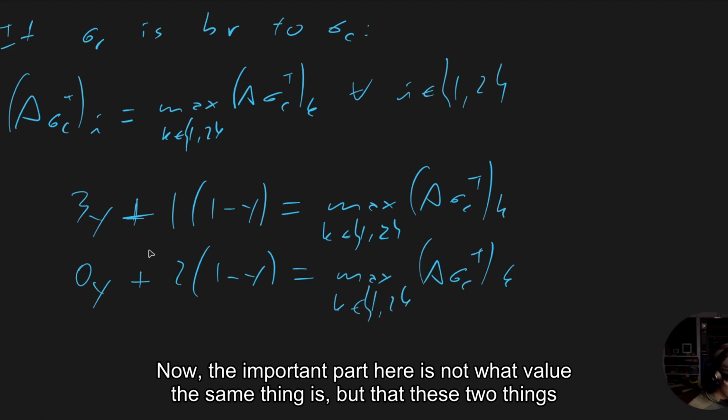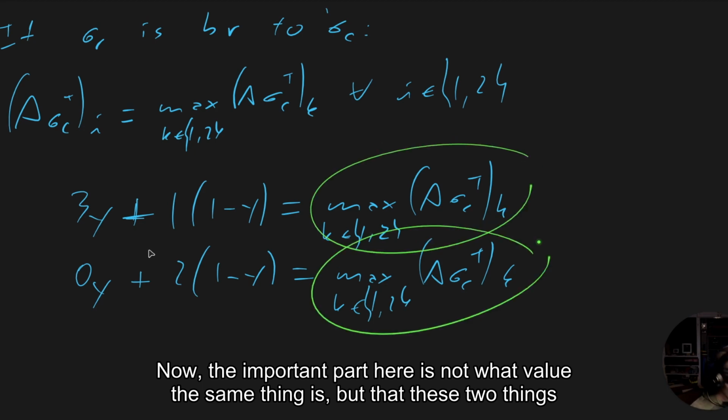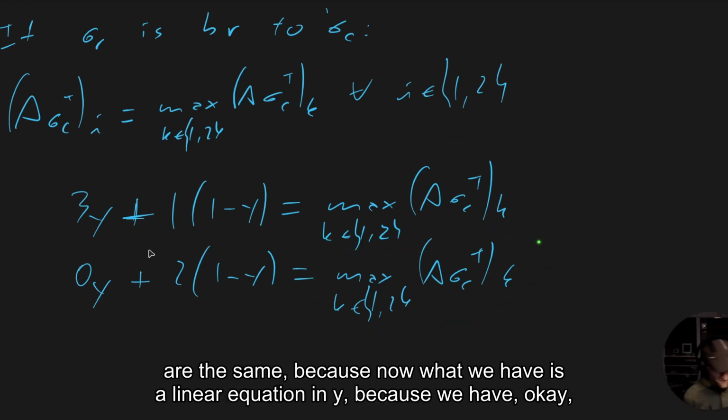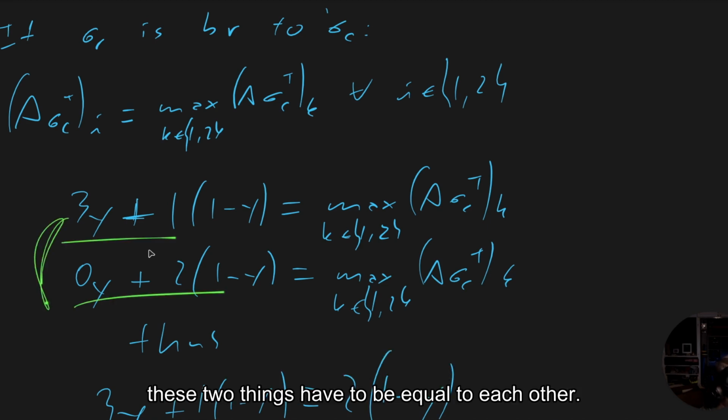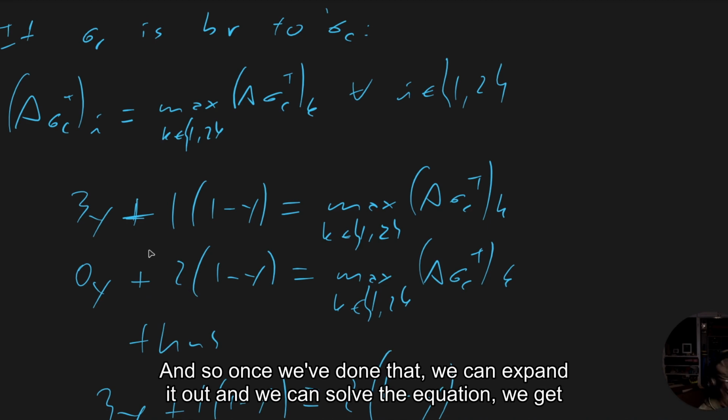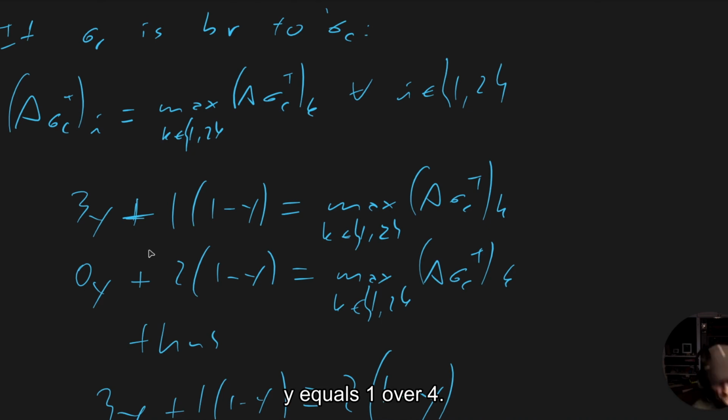Now, the important part here is not what value the same thing is, but that these two things are the same. Because now we have a linear equation in y: 3y plus 1 times 1 minus y has got to be equal to 2 times 1 minus y. These two things have to be equal to each other. Once we've done that, we can expand it out and solve the equation. We get y equals 1/4.